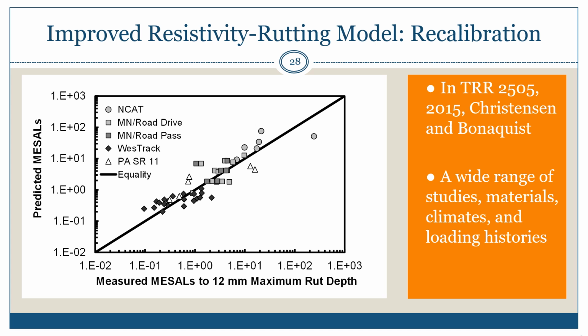This slide shows the results of the recalibration of the resistivity rutting model. The accuracy of the model, you might think, isn't especially high. It looks like we're only getting predictions that are accurate to within maybe an order of magnitude. However, just the measurement of rutting in these field sections is highly variable. There's an awful lot of variation in those measurements. So this accuracy, given the variability inherent in field rutting measurements, is actually pretty good.